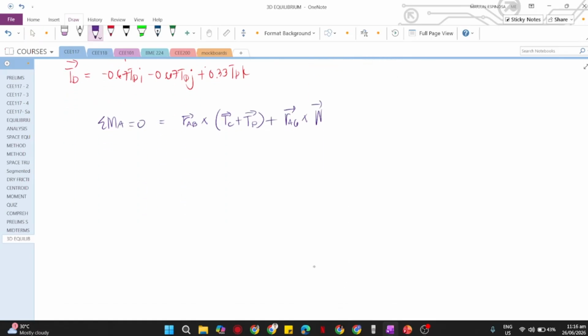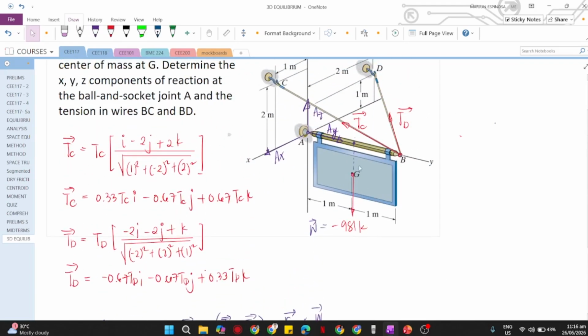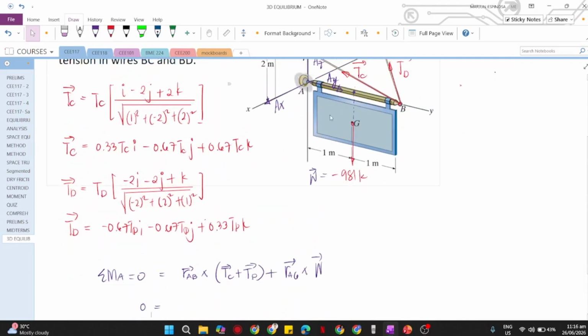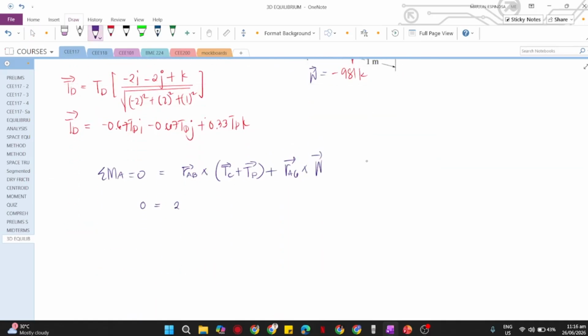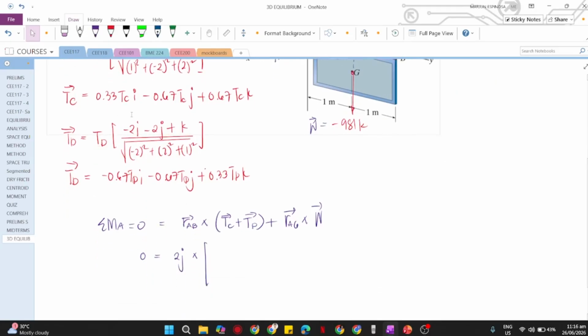So let's evaluate this one. So we have 0 here, and then yung RA to B natin, as I've said, that is 2 meters along Y. So from A to B, that is 2J. Okay, 2J. Then cross. Let's sum up all the forces, all I's for our tensions TC and TD. So that is basically equivalent to what?